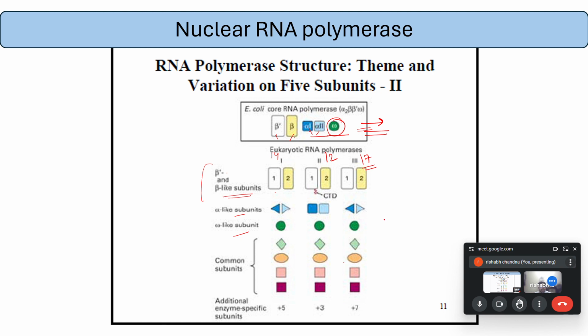some of which are only applicable to that particular RNA polymerase, but might not have any role in RNA synthesis or binding to the promoter. They might be regulatory subunits, like additional enzyme specific subunits mentioned here. For simplicity, we mention only the numbers and the type of subunits that might be present.